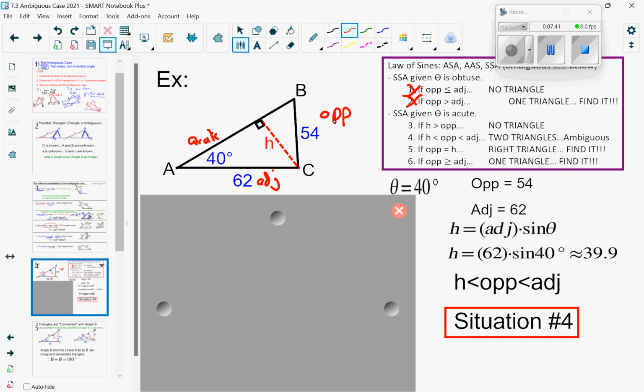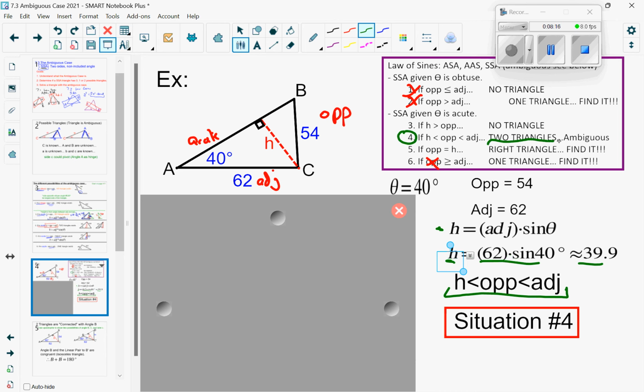Now, my opposite is smaller than my adjacent, so I can't be this one. But all these other ones involve the height, so I need to calculate my height. Height would be adjacent times sine of theta. Therefore, h is going to be 62 times sine 40, or 39.9. Following that logic, my height is less than my opposite, which is also less than my adjacent. So situation 4 would have to be true.